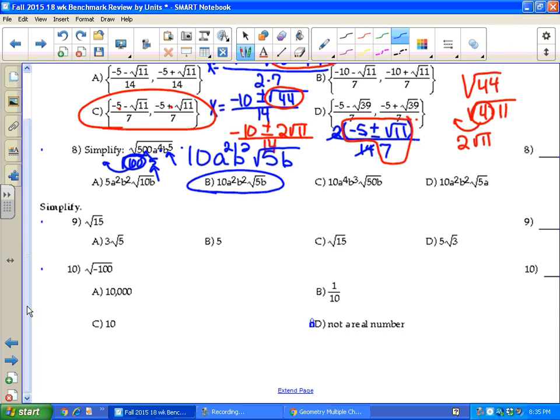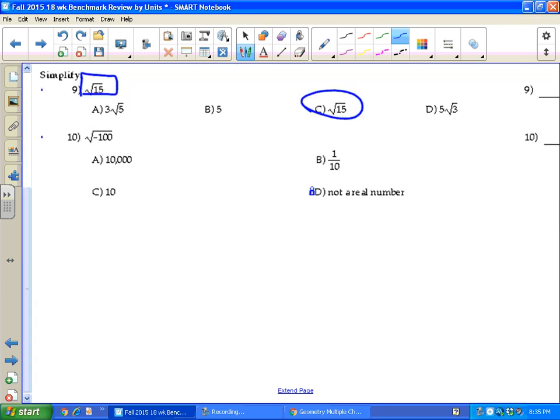Simplify square root of 15. Is there a perfect square that goes into 15? Well, if you find 15, it's between 9 and 16. 9 doesn't go, 4 doesn't go. Guess what? 15 does not work out. It is already simplified. It's a little bit of a trick question. C is correct.